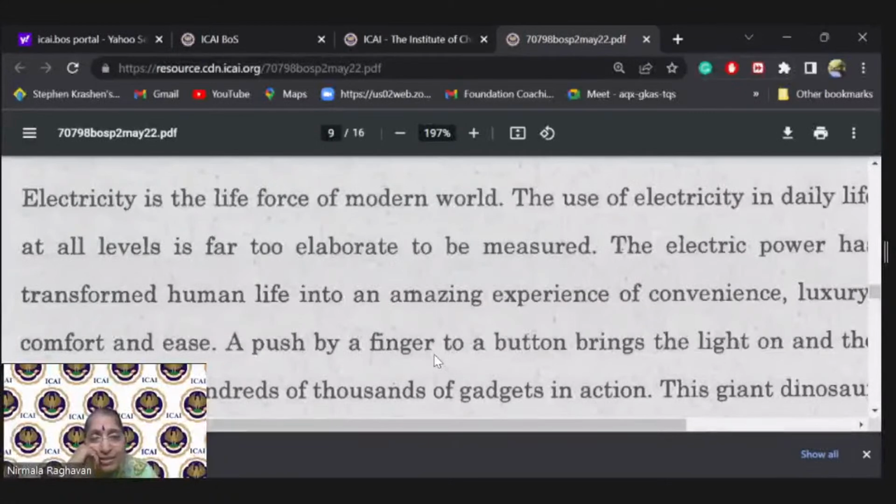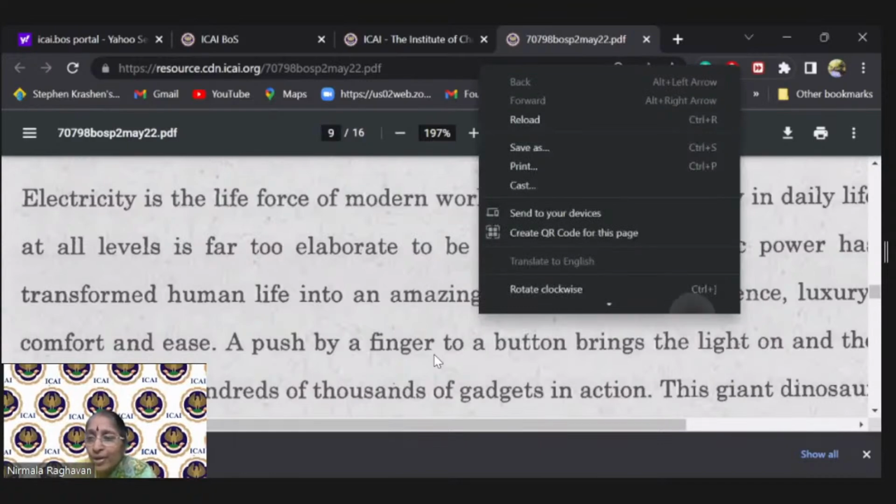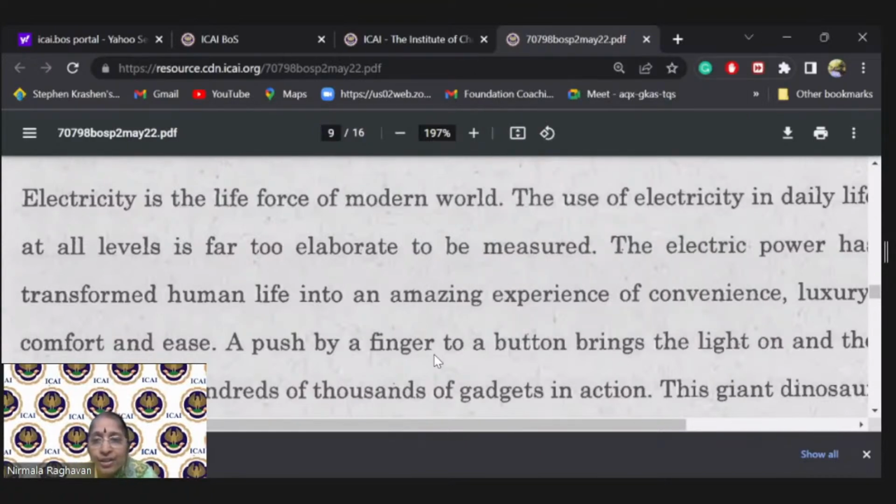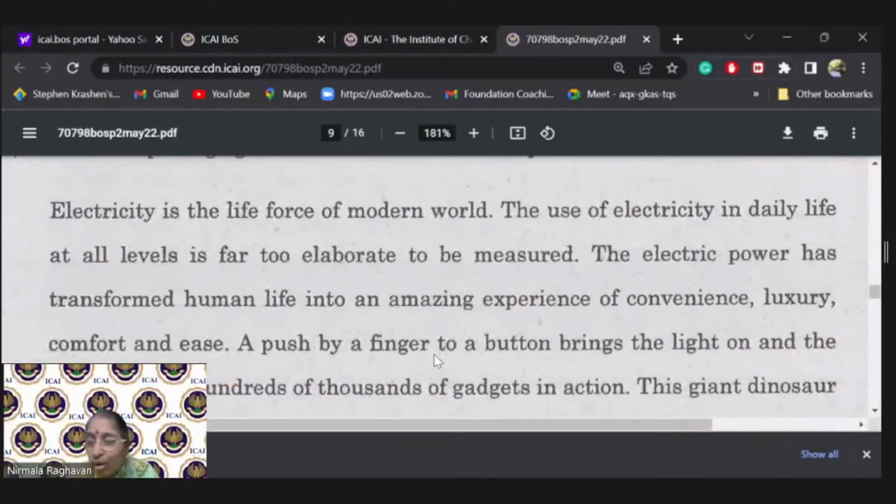Electricity is the life force of the modern world. The use of electricity in daily life at all levels is far too elaborate to be measured. What does it mean when it says far too elaborate? It means it's very difficult to measure. Far too elaborate, that's a phrase. So how do I know the meaning of that? I read this: the use of electricity in daily life at all levels is far too elaborate to be measured. That means we cannot measure it. Now what am I doing? Trying to let you know how to make meaning with a given passage.